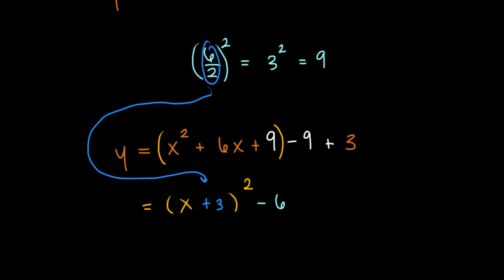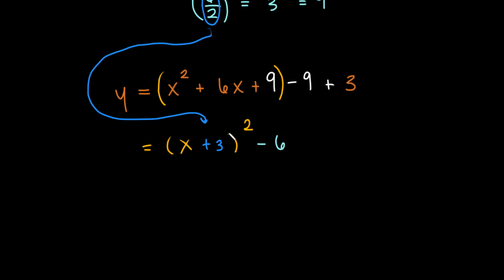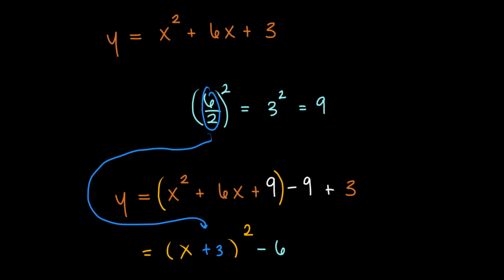That's completing the square. So we started with this, and we ended with this. Those two things might look very different, those two equations, but in fact, they are exactly equivalent. We might want to have it in this form for one purpose, and we might want to have it in this form for some other purpose. We'll talk about those in another video. For right now, that's just how you do completing the square.